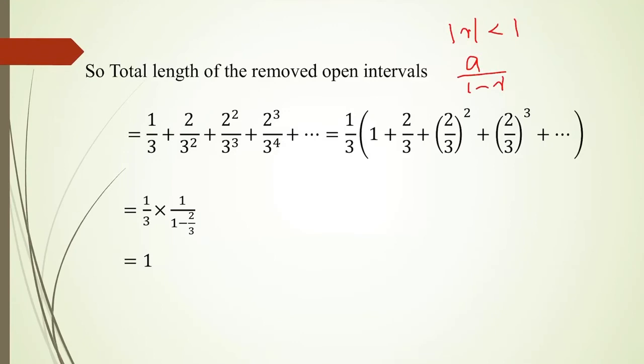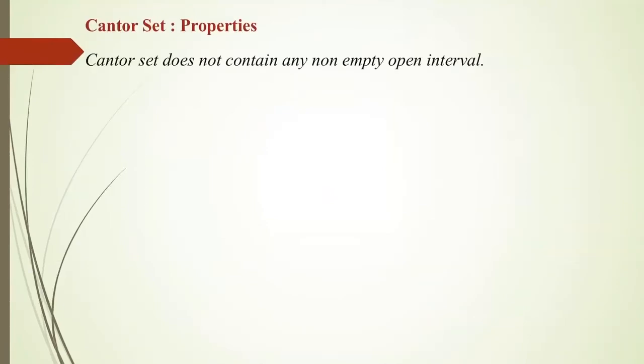Note that we started from a closed interval [0, 1], and the length of this interval is 1. And we have removed open intervals with a total length 1. We started from an interval of length 1 and we have removed open intervals with a total length 1. And the next property says that the Cantor set does not contain any non-empty open interval. There is no open interval which is a subset of the Cantor set.